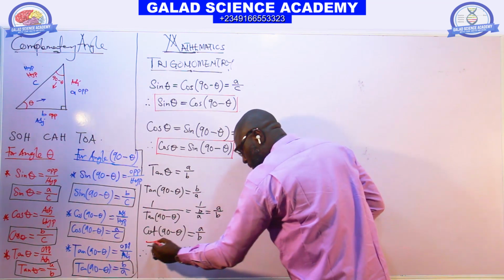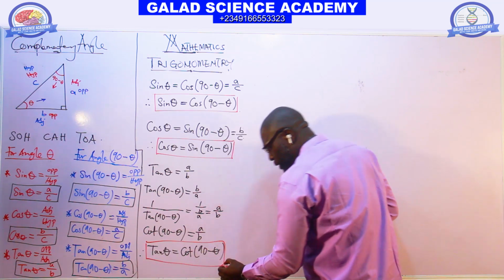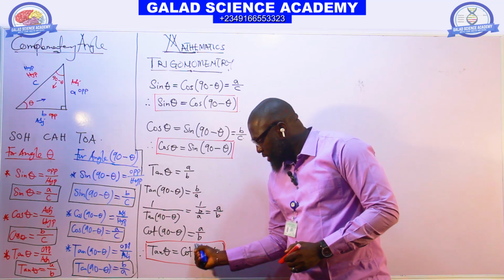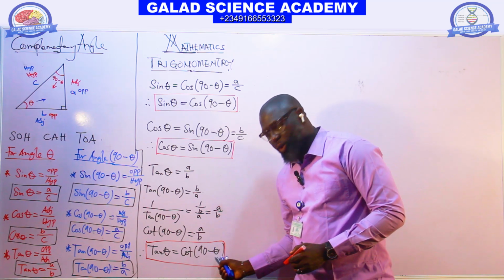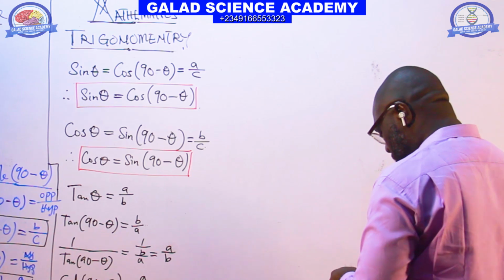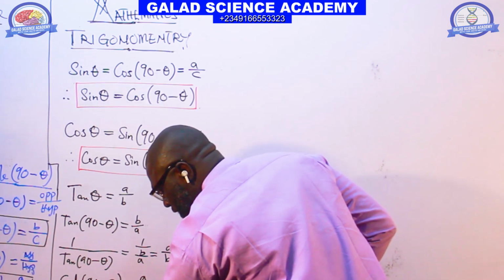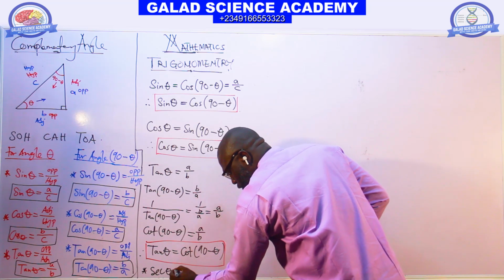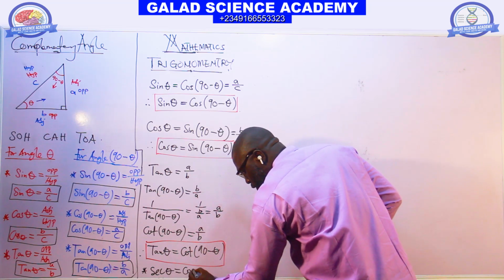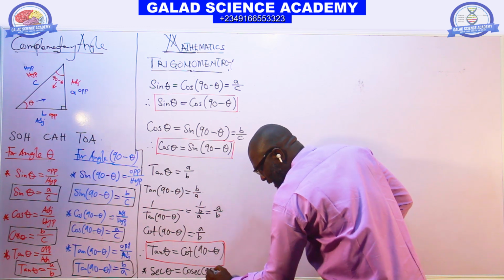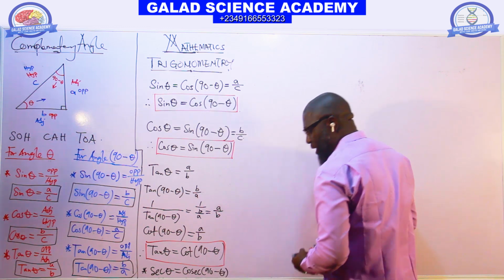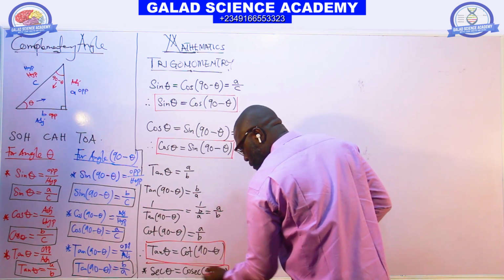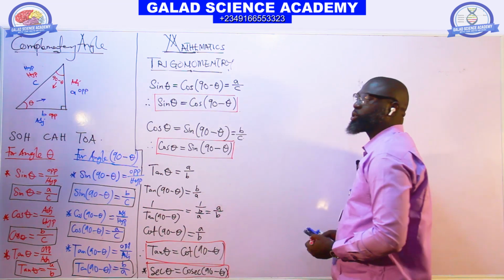So, for tan theta, it will be cot 90 minus theta. If you are given sec theta, let me put it here: sec theta will be equal to cosec 90 minus theta. This is the additional formula. That is all about complementary angles.